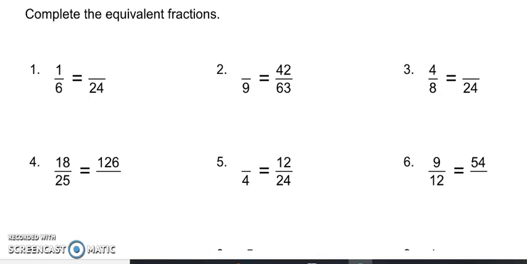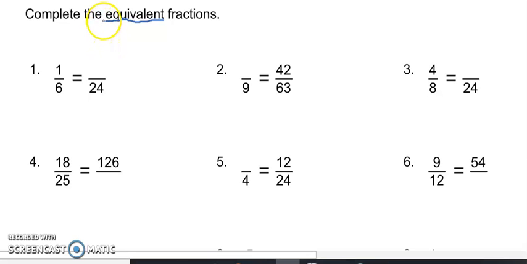Okay, so now we're going to look at equivalent fractions, and we did a lesson on equivalent fractions already. So this is just a refresher for those of you who need a quick reminder. When we look at the word equivalent fractions, we know equivalent fractions are fractions where the numbers are different, but the value of the fraction is the same. So what the fraction is worth is the same.